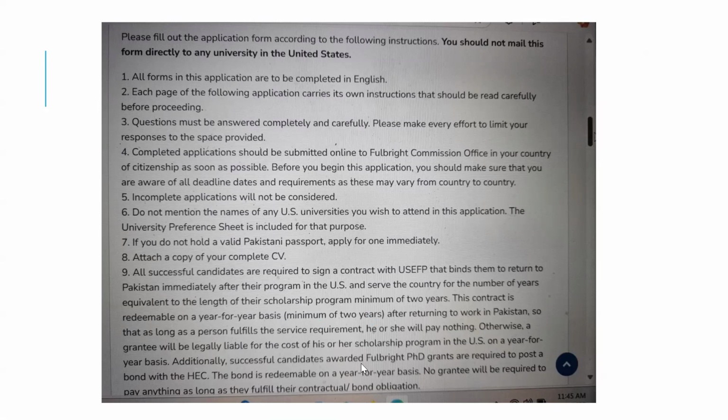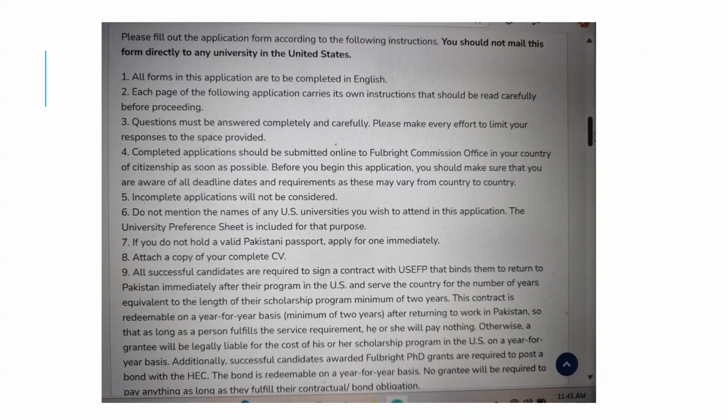Additionally, successful candidates awarded Fulbright PhD grants are required to post a bond with the HEC. The bond is redeemable on a year for year basis. No grantee will be required to pay anything as long as they fulfill their contractual bond obligation. So if you get selected for the Fulbright program and you go to the US, then you need to come back to Pakistan for a minimum of 2 years.